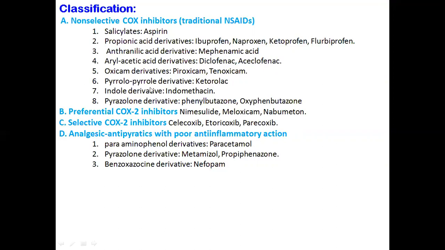Next is preferential COX-2 inhibitors. Some examples of drugs are here, you can see. Next, selective COX-2 inhibitors and analgesic-antipyretics with poor anti-inflammatory actions. Generally we know paracetamol, which has an analgesic effect, an antipyretic effect, and also a poor but present anti-inflammatory effect.